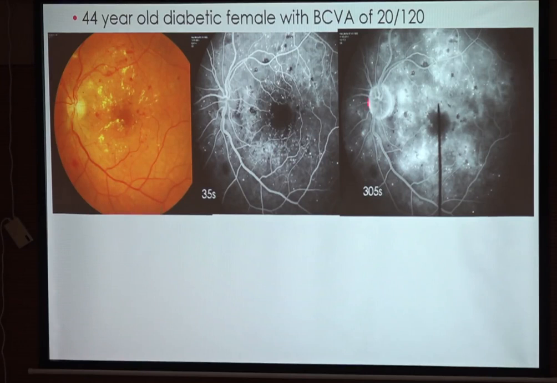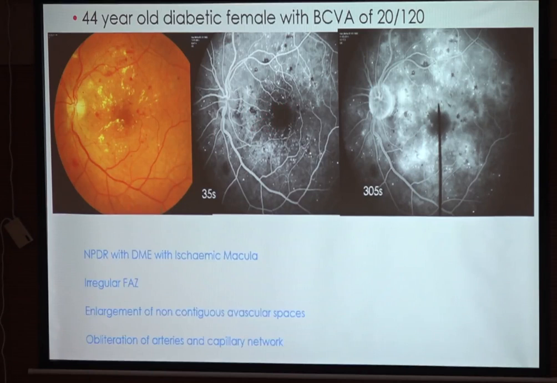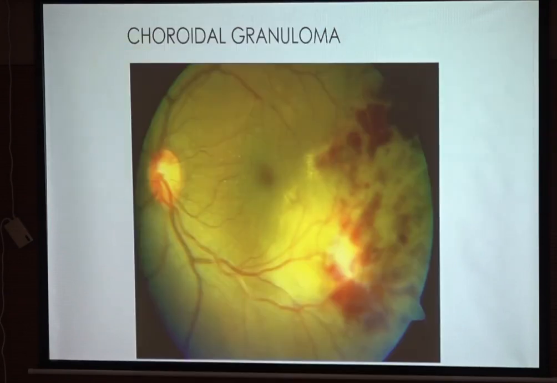Then something like this where FFA scores over other modalities like OCT. If you look at the FAZ here, you see the FAZ is not regular. The distance is more and it's not regular. Irregularity of the FAZ, and you are seeing the capillaries and arteries just stopping short here, they are irregular. This is diabetic macular edema with ischemic macula. You are seeing microaneurysms which are leaking, but the macula is ischemic.